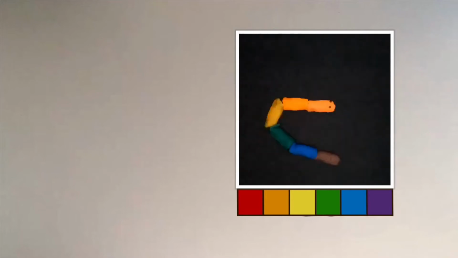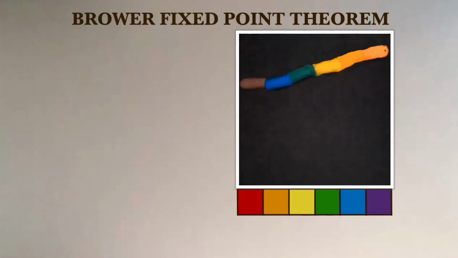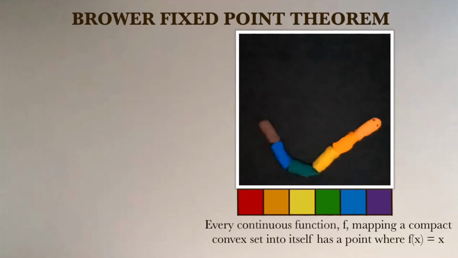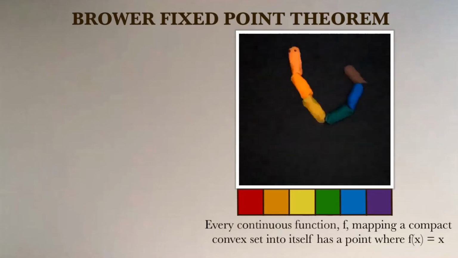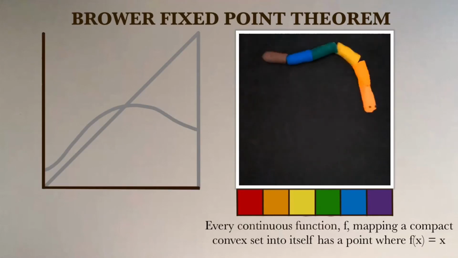But why? As it turns out, Ned isn't just here for fun. He's a pretty good representation of the Brouwer fixed point theorem in one dimension. This states, every continuous function f mapping a compact convex set into itself has a point where f of x equals x, which can be shown intuitively using this graph. Let me explain in English.